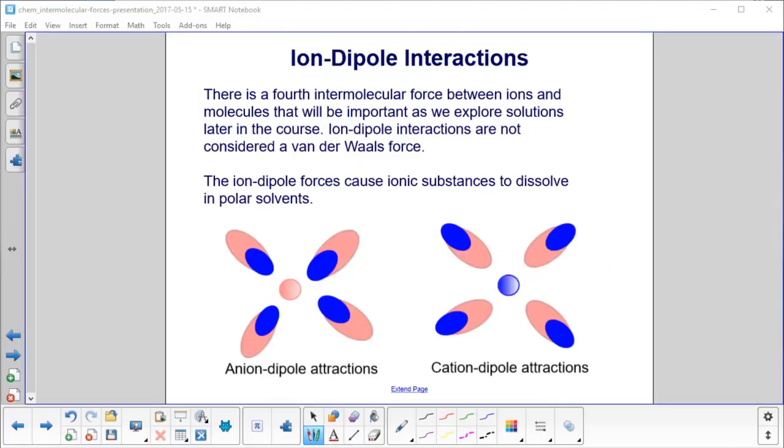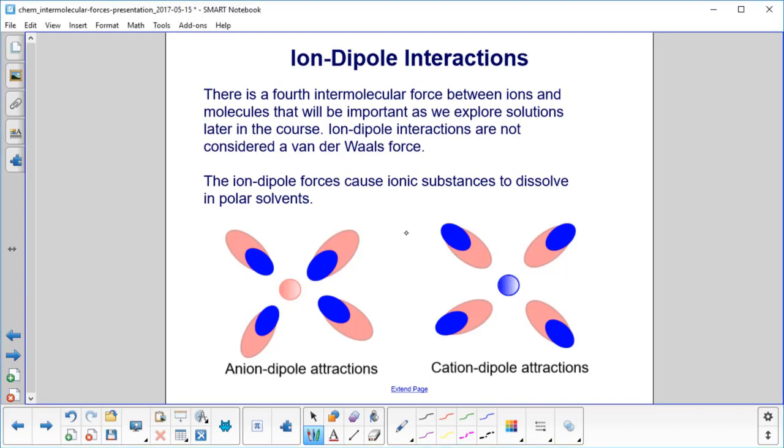There is a fourth intermolecular force between ions and molecules that will be important as we talk about solutions a little later in the course. Ion-dipole interactions are not a van der Waals force. What these forces do is they cause ionic substances to dissolve in polar solvents. Water is a polar solvent.